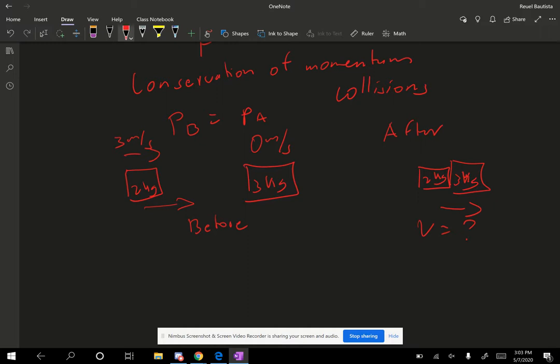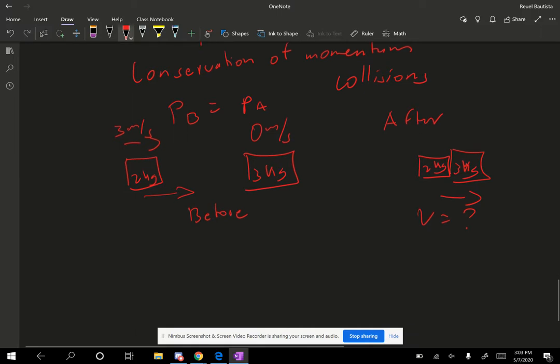If they stick together after the 2 kilogram object bumps into the 3 kilogram object, at what velocity will these two objects be moving? And we know that these two objects will be moving together. That's super important to understand. These two objects will be moving together.